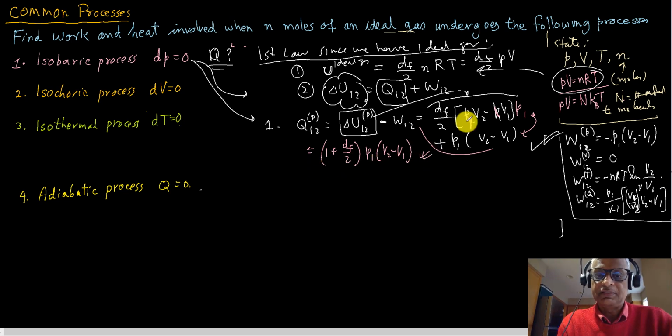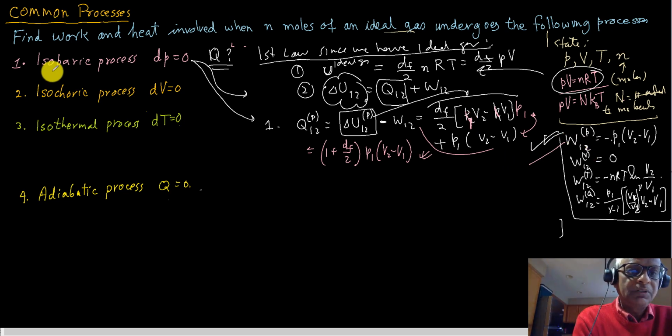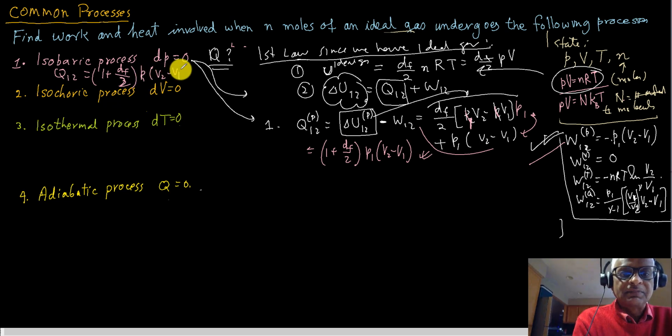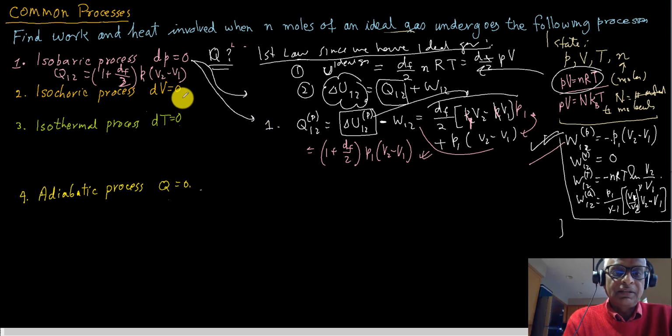Okay, that's the Q. So Q12 for that is 1 plus degrees of freedom over 2 times P1 times V2 minus V1. Okay, so that's done. Let's do this thing.